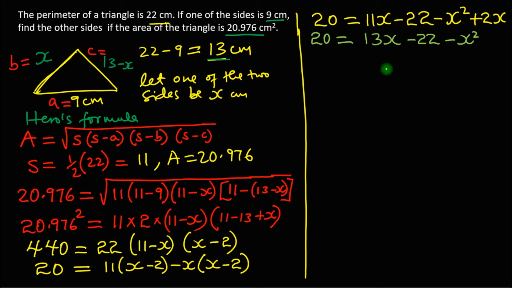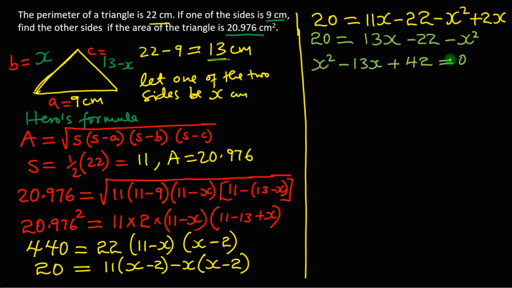So I'm going to rearrange everything. Every value on the right hand side, let me shift them to the left hand side, so they are going to change the sign. So here we'll have x squared, then minus 13x, then plus 22. So 20 plus 22, that will be plus 42, will be equal to 0.